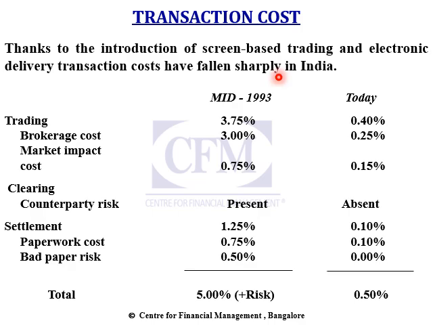Thanks to the introduction of screen-based trading and dematerialization, transaction costs have fallen sharply in India. In mid-1993, trading costs were about 3.75%, settlement costs were about 1.25%, transaction costs were about 5%, along with counterparty risk. Today, trading costs have fallen to 0.4% or so, settlement costs are barely 0.1%, and there is no counterparty risk. As a result, the total cost is about 0.5%.